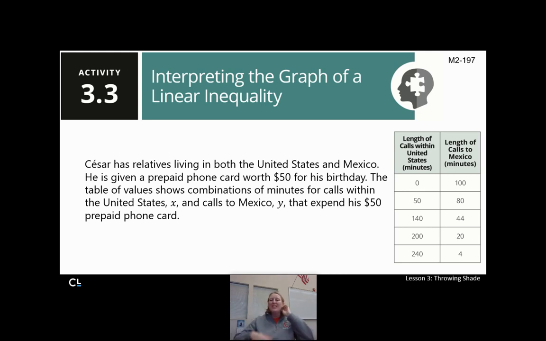We're doing the second half of module 1, topic 3, lesson 3. We're doing the other half of it today, so we're going to be doing activity 3.3 and the talk in your workbook today, starting on page M2-197.